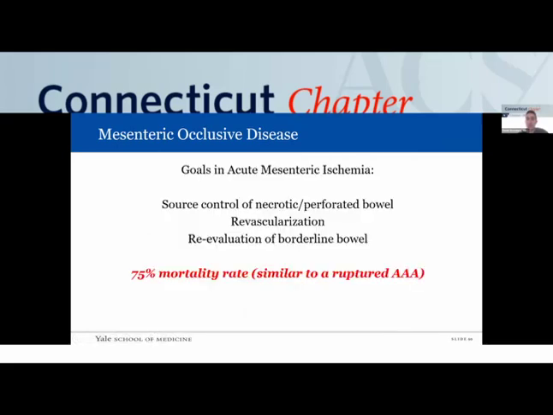So the goal is an acute mesenteric ischemia. So I start with a laparotomy. That is my algorithm. I start with a laparotomy and evaluate if they need resection of necrotic or perforated bowel. If it's frankly necrotic or perforated, that gets resected. Then revascularization. For revascularization, we can do open or endo.